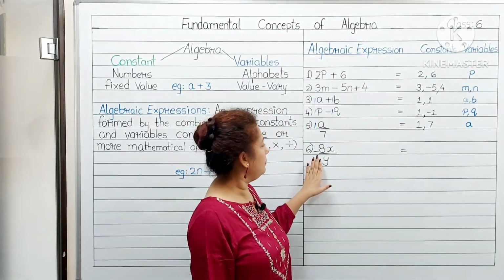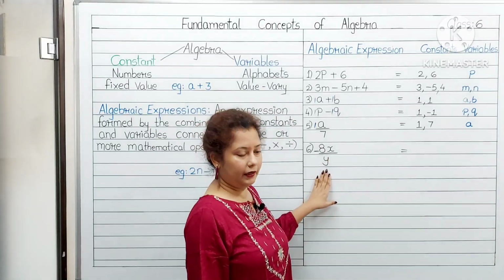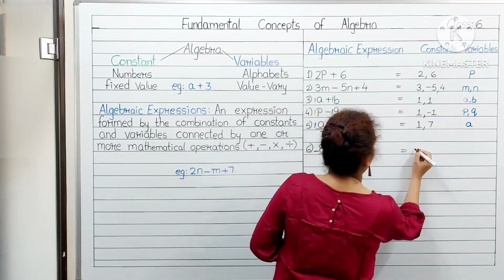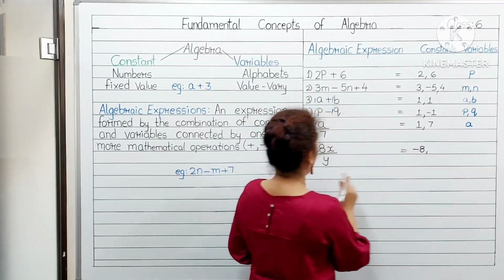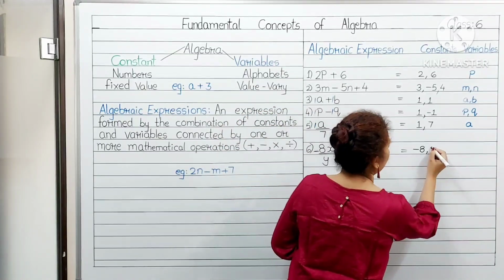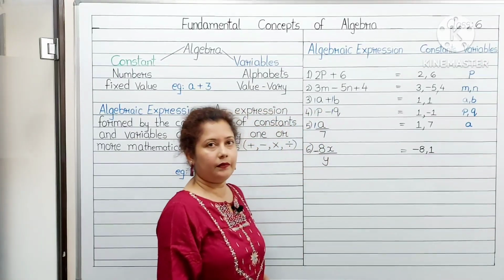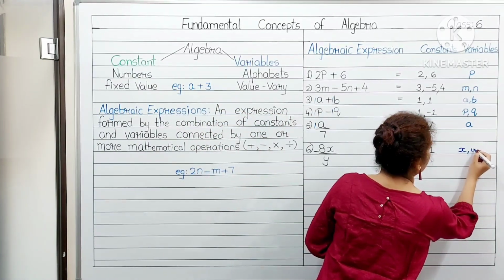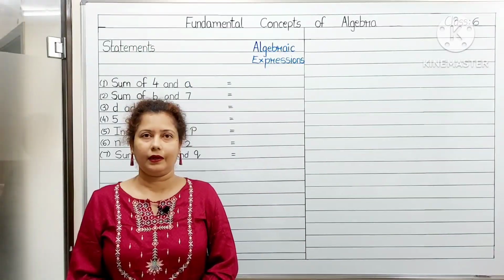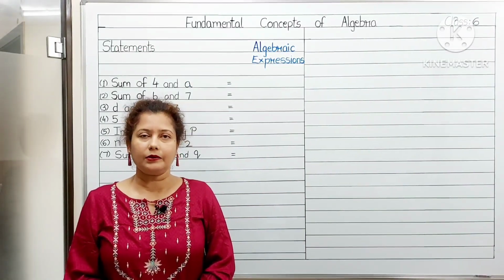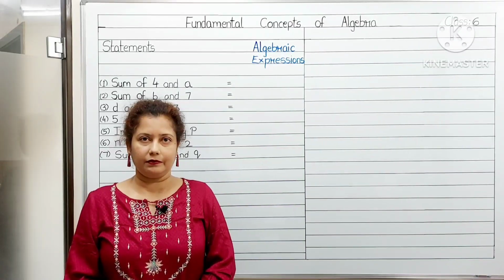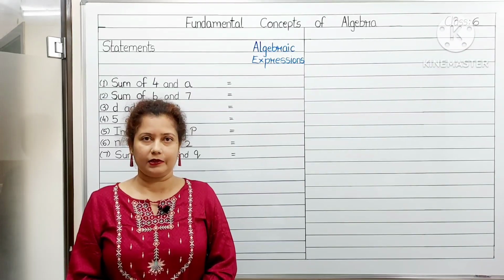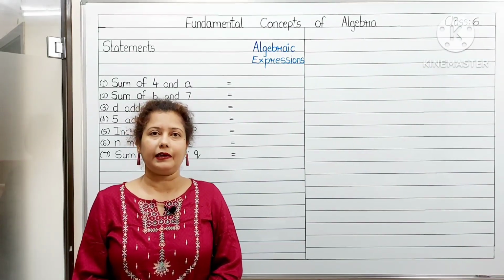Next example is minus 8x upon y. The constants in this algebraic expression are minus 8. It is 1y, that means next constant is 1. The variables in this expression are x and y. Now we will understand how to write an algebraic expression for the given statement. First, we will understand simple algebraic expressions involving only one mathematical operation.